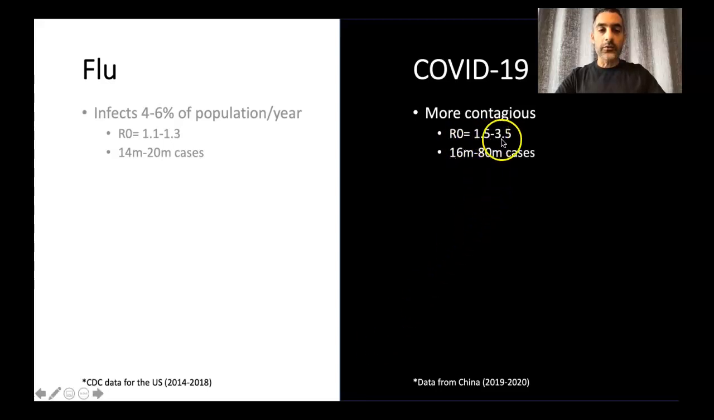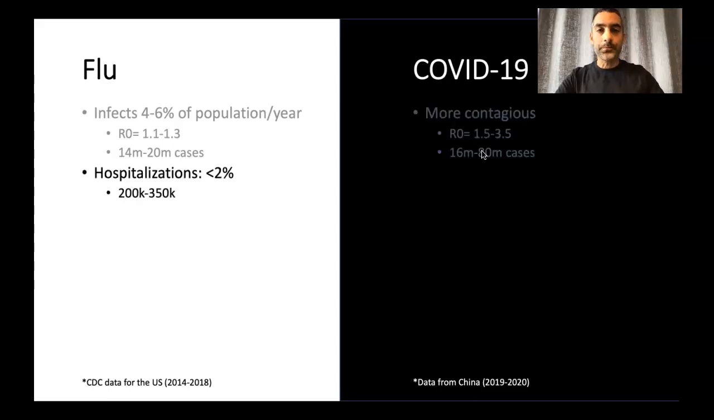However, if that R0 of 1.5 to 3.5 holds, the total number of cases in the United States would number roughly 16 million to 80 million. Obviously, that is a very broad range, and that estimate is based on the entirety of the COVID-19 outbreak, so not exactly comparable to the flu data.